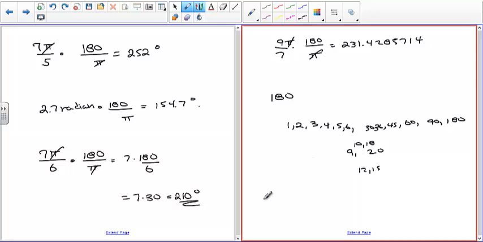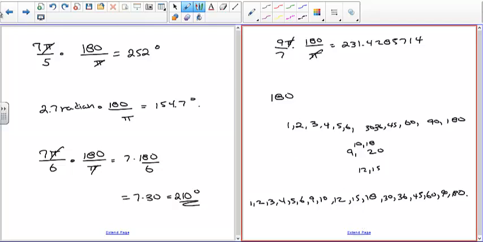So let me write all this stuff out. So you got 1, 2, 3, 4, 5, 6, 9, 10, 12, 15, 18, 30, 36, 45, 60, 90, 180. So if the denominator is any one of those things, then you can make it as a percentage. They'll come out to actually degrees.